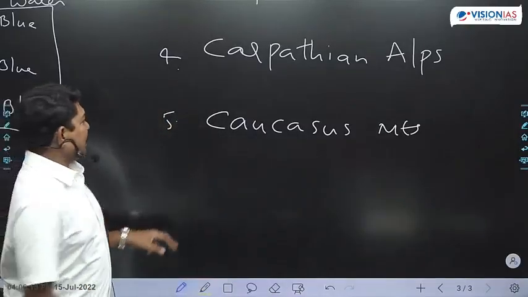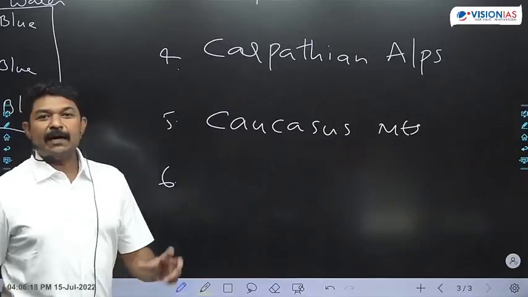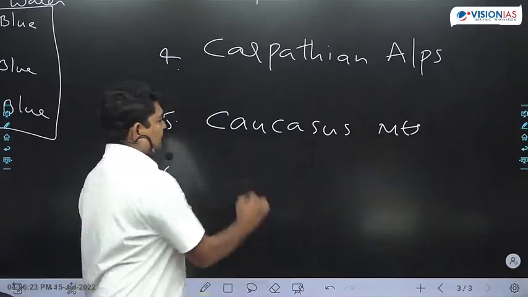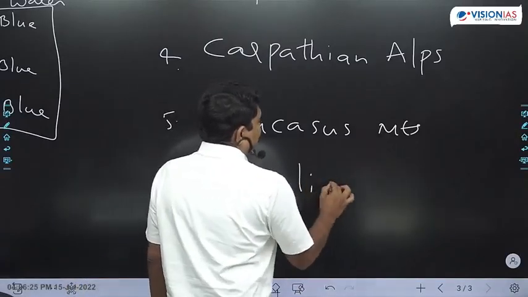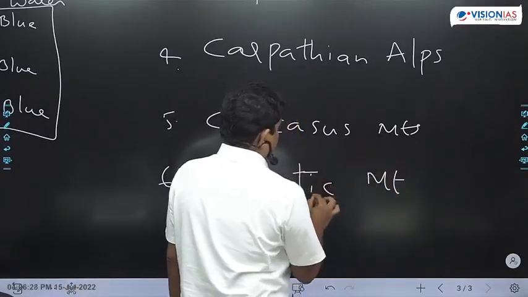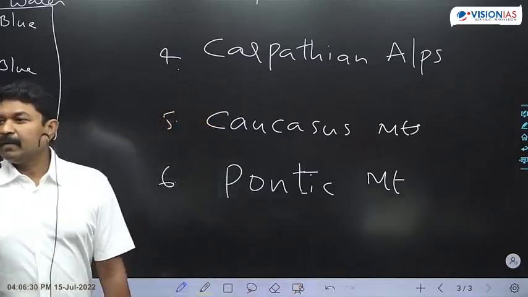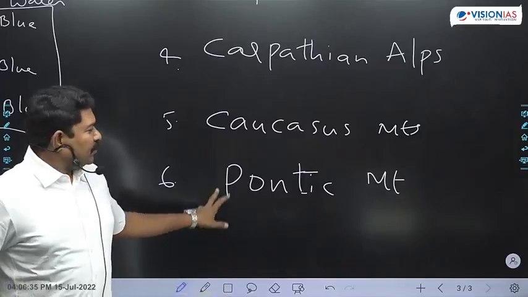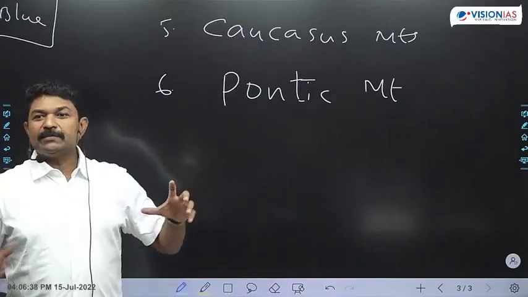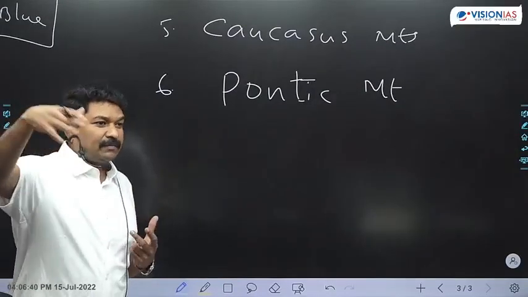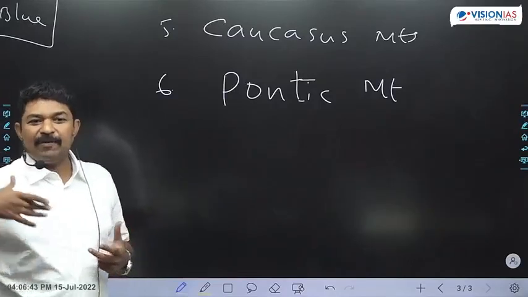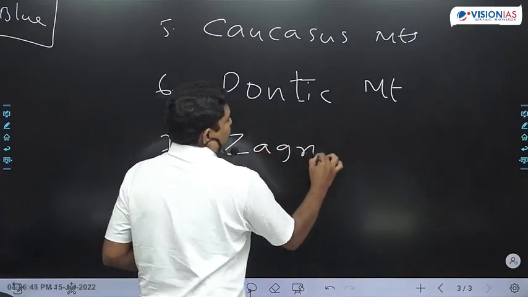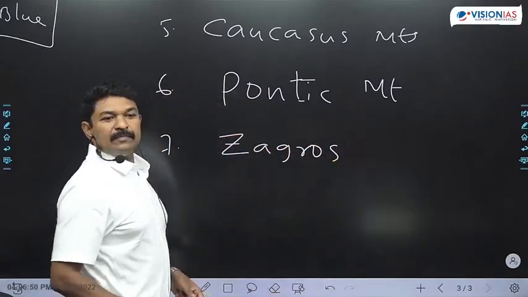Now, identify the mountains that are there in Turkey. Pontic, P-O-N-T-I-C, Pontic Mountains. Right? Pontic Mountains. Then move to Iran. Continue towards Iran in the western side. The mountains are called Zagros, in Iran.